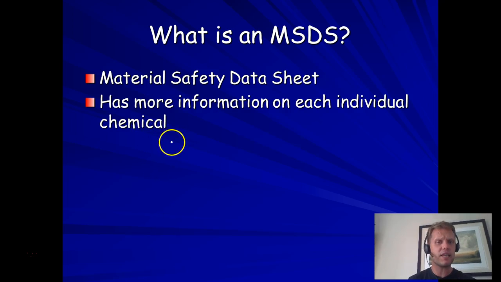So what is an MSDS? Well, an MSDS is a material safety data sheet. Every single chemical in this school and any workplace that you go to will have an MSDS. And it gives you important safety information just in general, like how to handle that chemical.